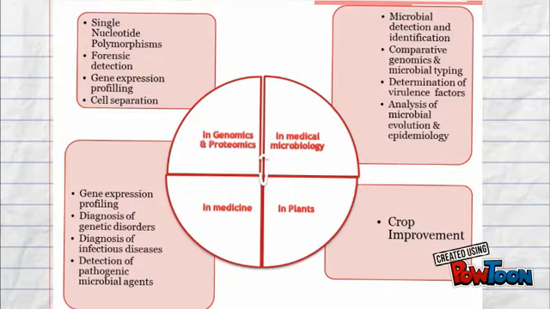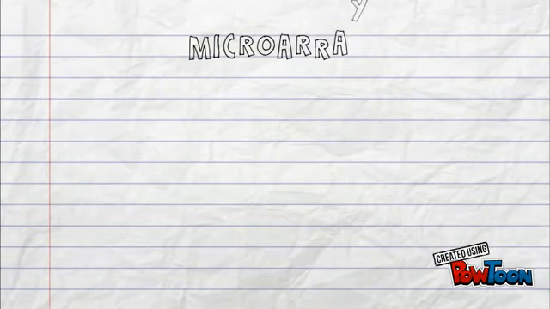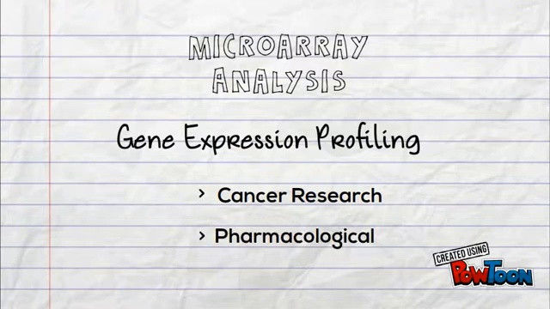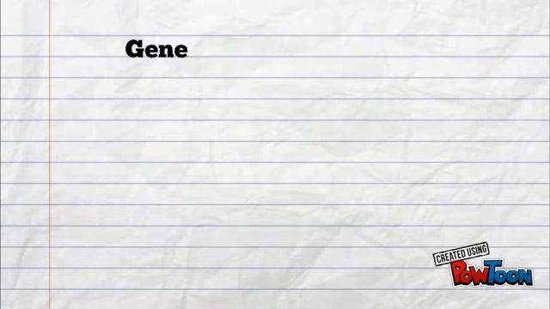The application of microarray in medicines are gene expression profiling, diagnosis of genetic disorder, diagnosis of infectious diseases, and detection of pathogenic microbial agents, while the application of microarray in plants is crop improvement. For the example of microarray analysis, gene expression profiling for cancer research and pharmacological are chosen.